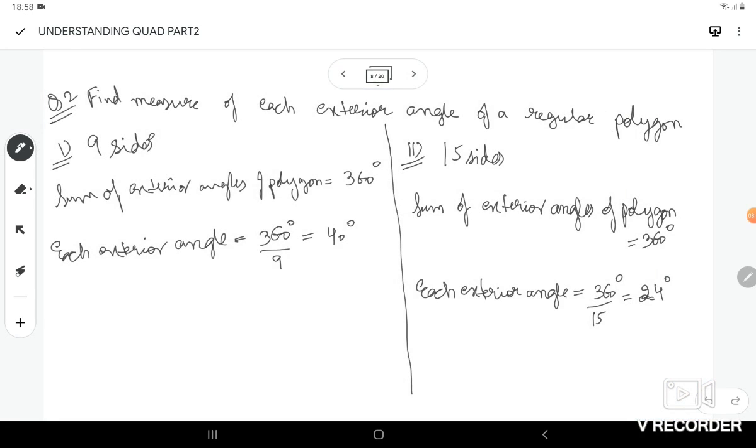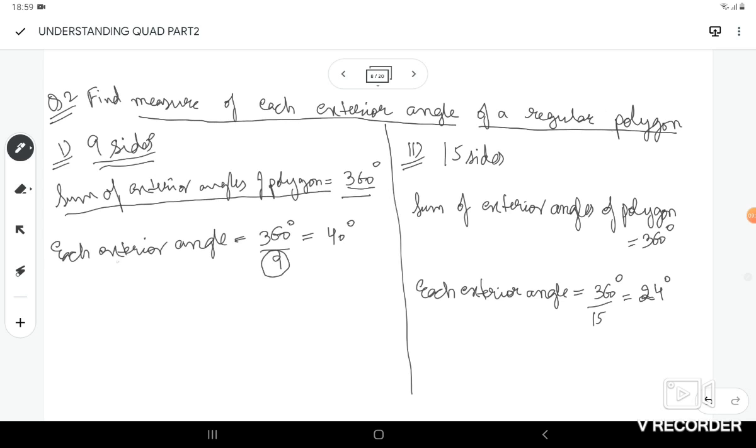Now moving on to the second question. It says find the measure of each of the exterior angles of a regular polygon having 9 sides. So we know that the sum of the exterior angles of a polygon is equal to 360 degree, and the number of sides is given as 9. So on dividing the sum by the number of sides, we get the value of each exterior angle. So it comes out to be equal to 40 degree.